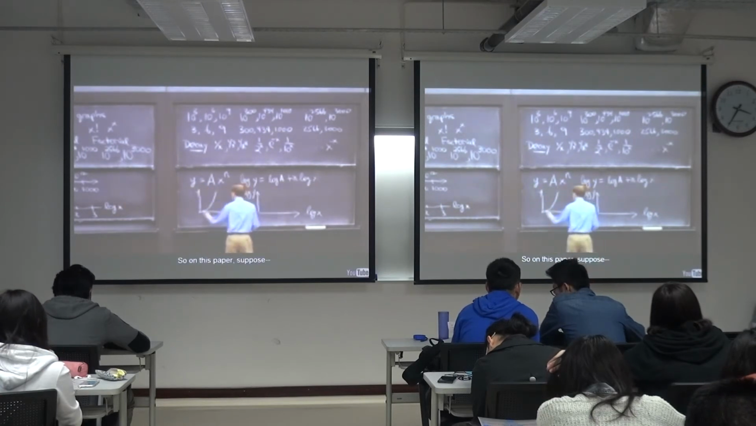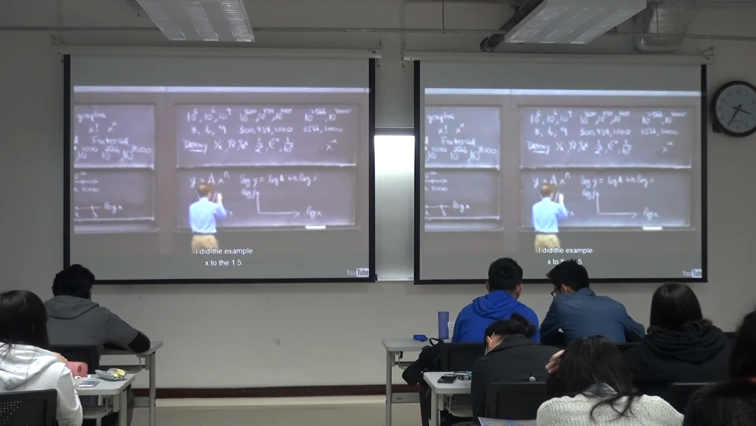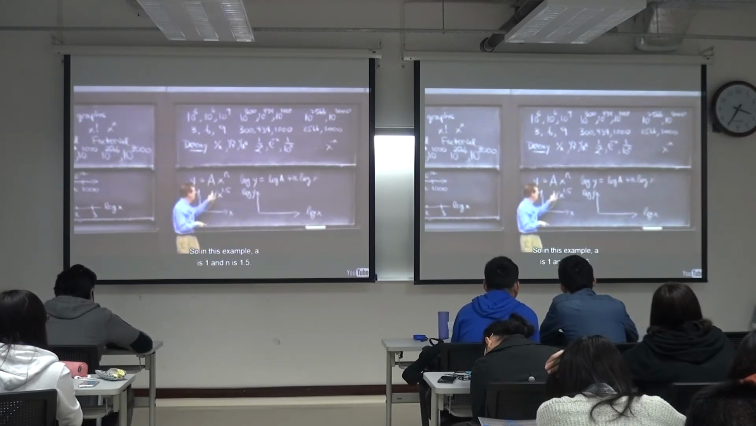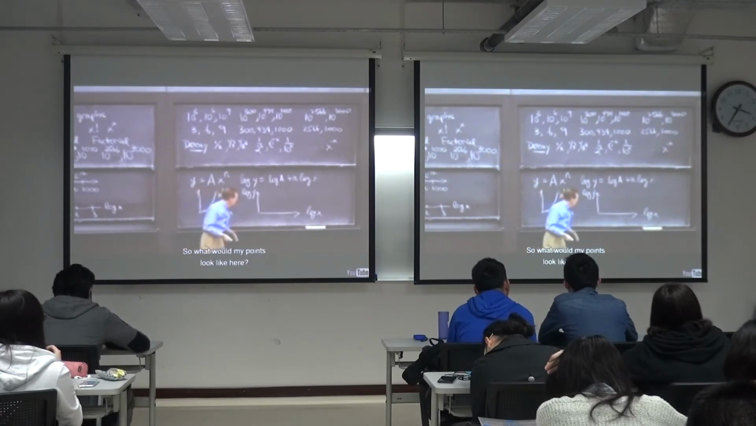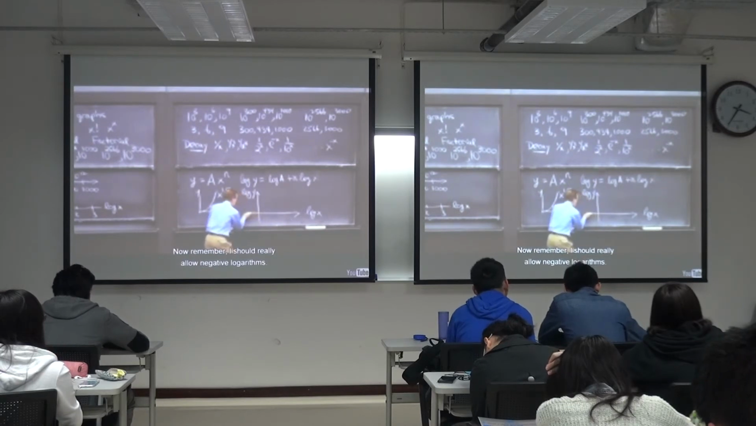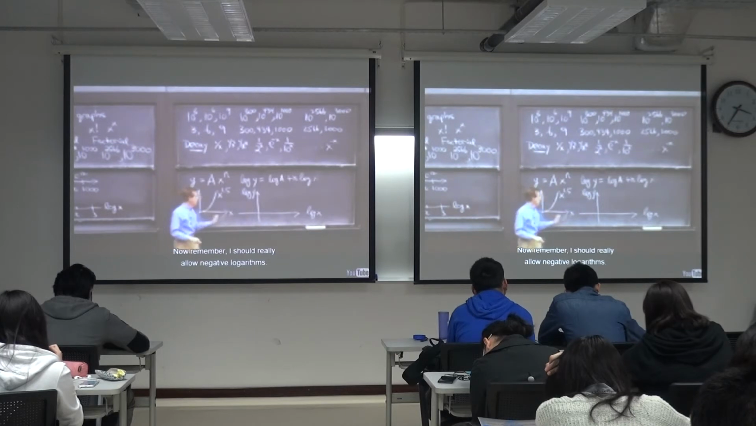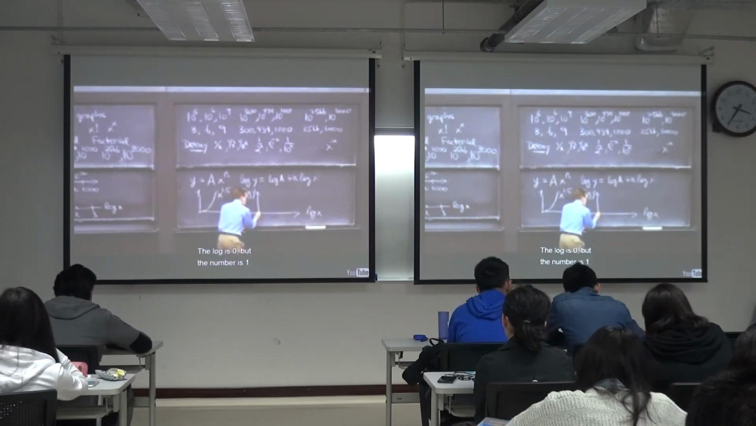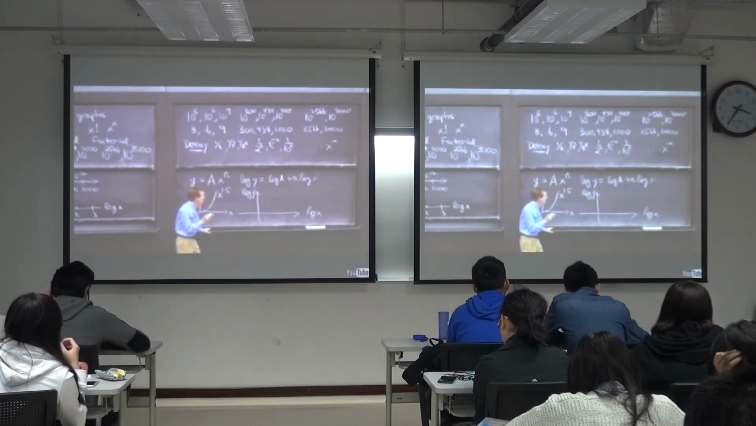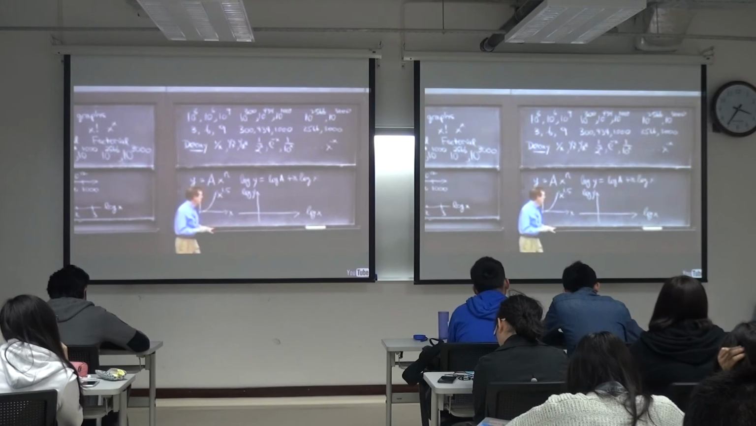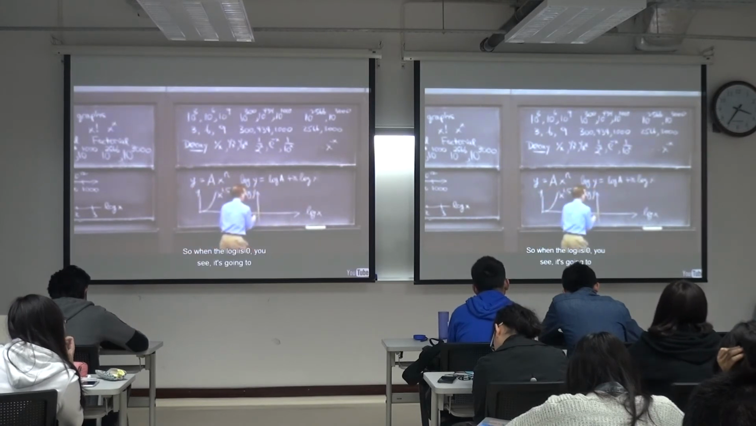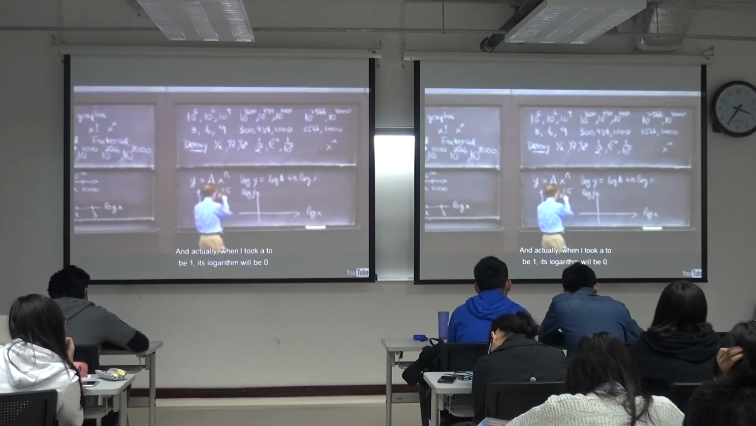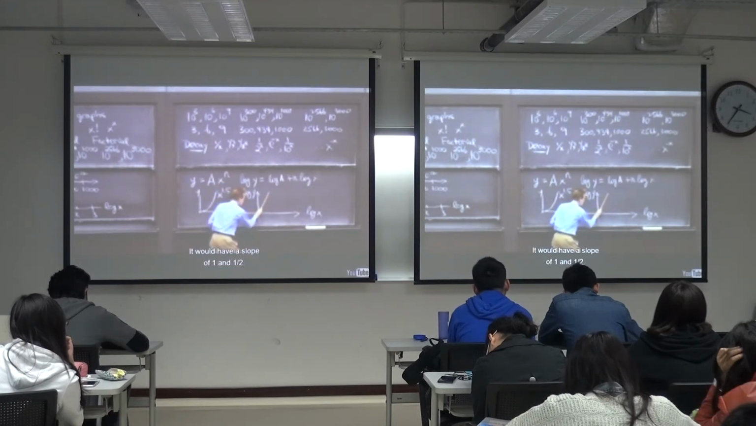So on this paper, suppose I did the example x to the 1.5. So in this example, a is 1 and n is 1.5. What will my points look like here? Now remember, I should really allow negative logarithms, because x could be less than 1. This is x equals 1 here. The log is 0, but the number is 1. So when the log is 0, it's going to be a straight line. When I took a to be 1, its logarithm will be 0. The line would go right through there. It would have a slope of 1.5.